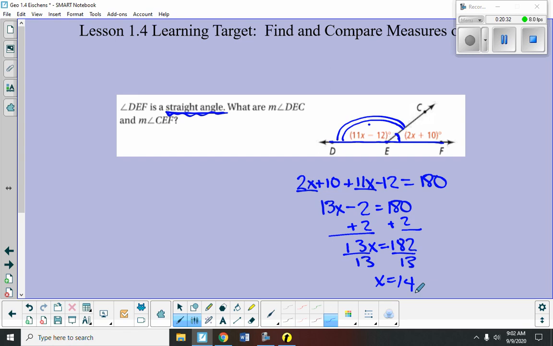And then to find the angles, we have to substitute back in. So 2 times 14 plus 10 would be 28, plus 10 is 38. And then here we have 11 times 14 minus 12. So that's 154 minus 12, and that's 142. And again, 142 plus 38 equals 180.